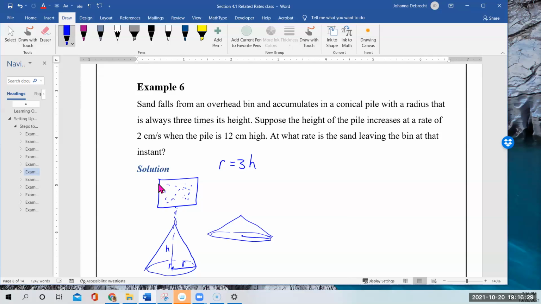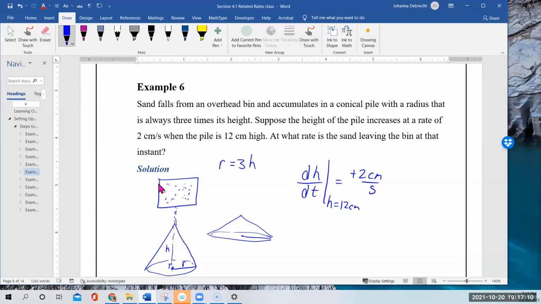Let's move to the second one. Suppose the height of the pile, okay, that's H, increases, that means is positive, at a rate, so that's dH/dt, of 2 centimeters per second when the pile, draw a long vertical bar to say when it's occurring, is 12 centimeters high. That's when H is 12 centimeters high. So obviously this isn't a whole lot of sand, but it's some sand.